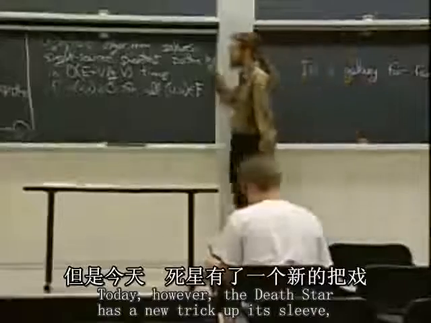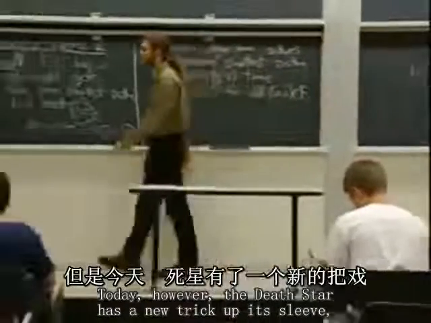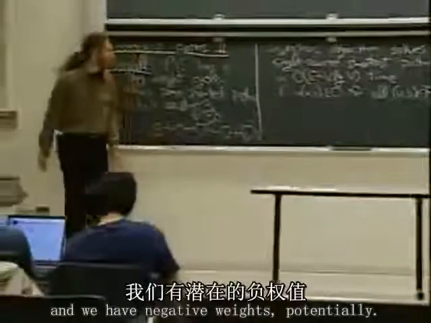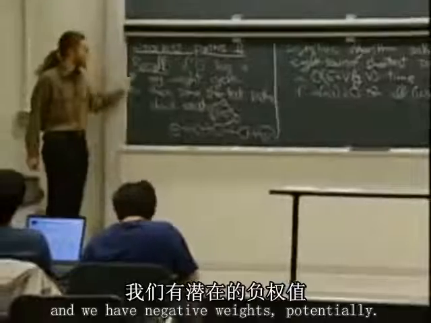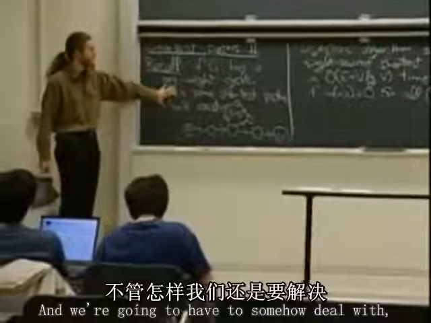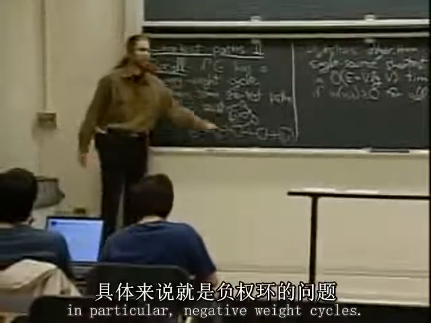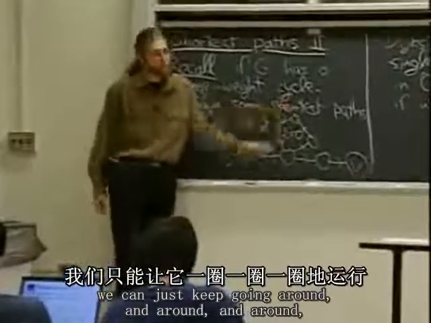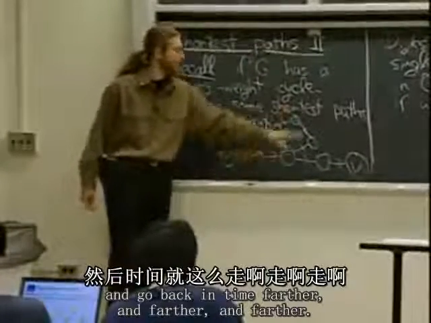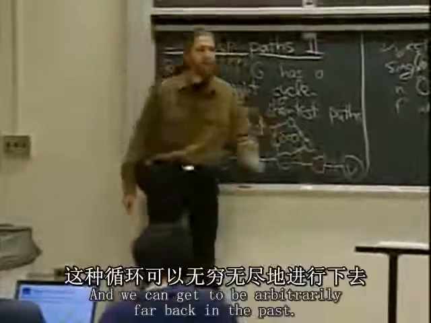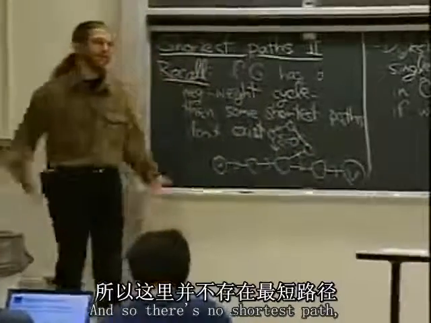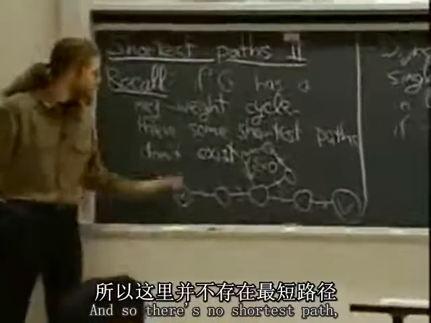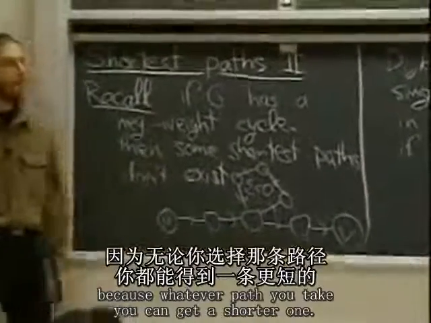Today, however, the Death Star has a new trick up its sleeve, and we have negative weights potentially, and we're going to have to somehow deal with, in particular, negative weight cycles. And we saw that when we have a negative weight cycle, we could just keep going around and around and around and go back in time farther and farther, and we can get to V arbitrarily far back in the past. And so there's no shortest path, because whatever path you take, you can get a shorter one.